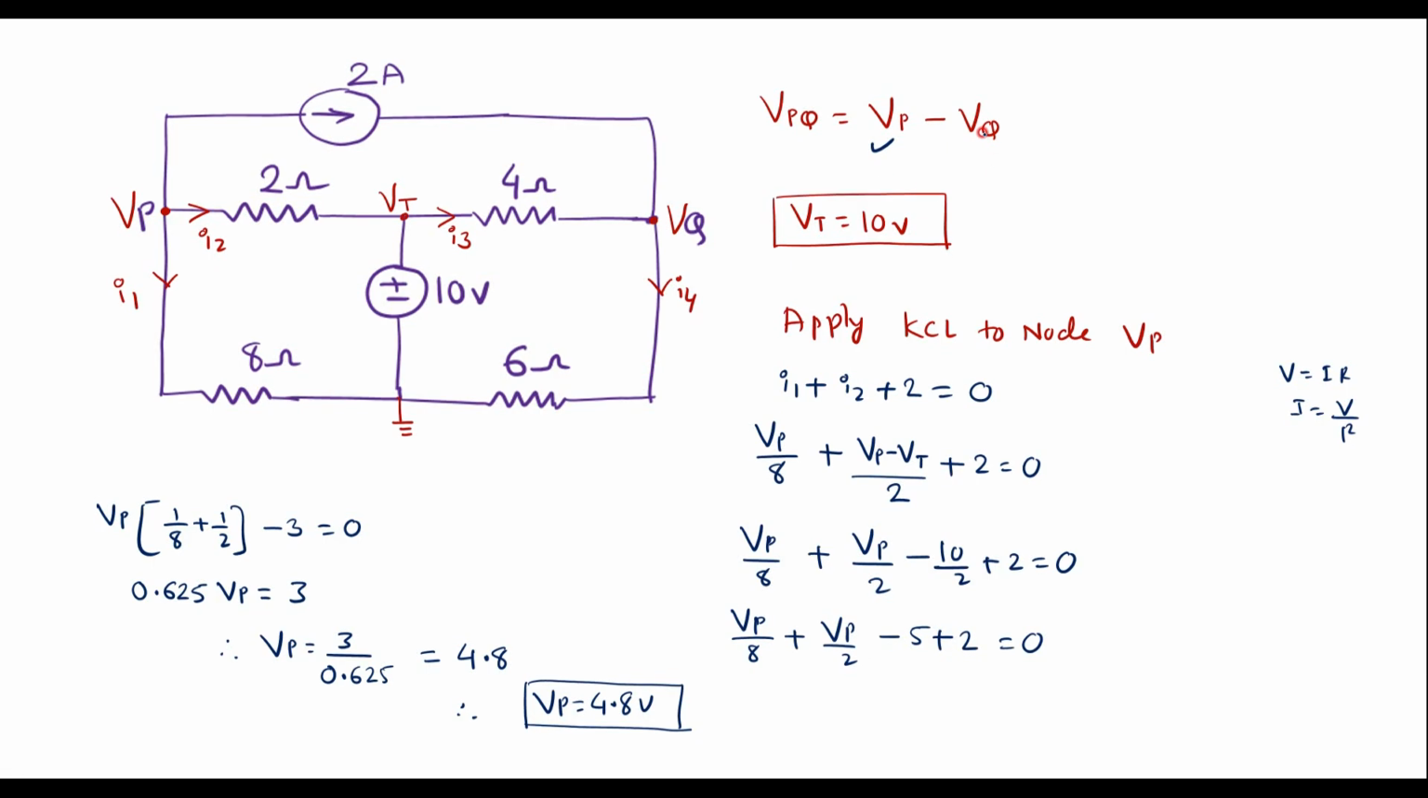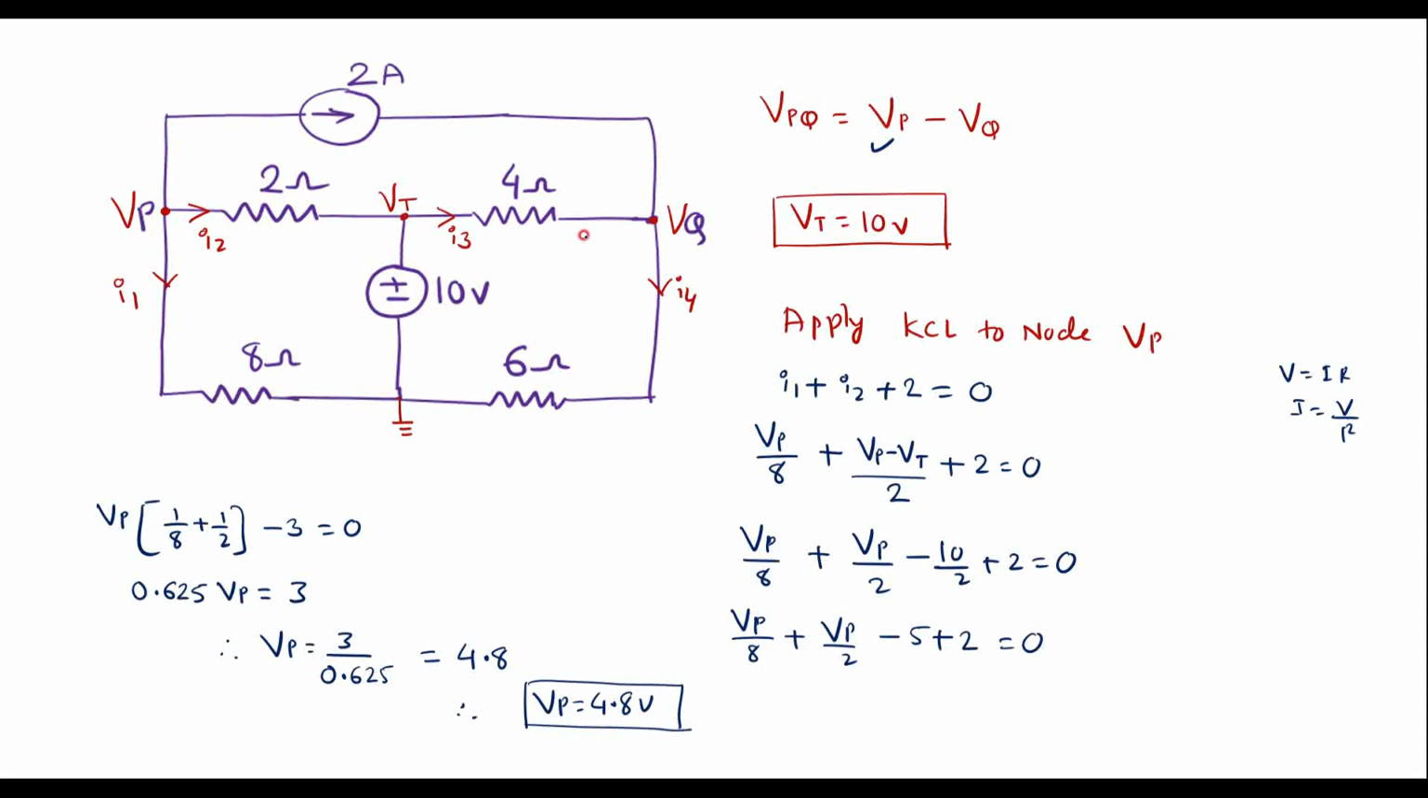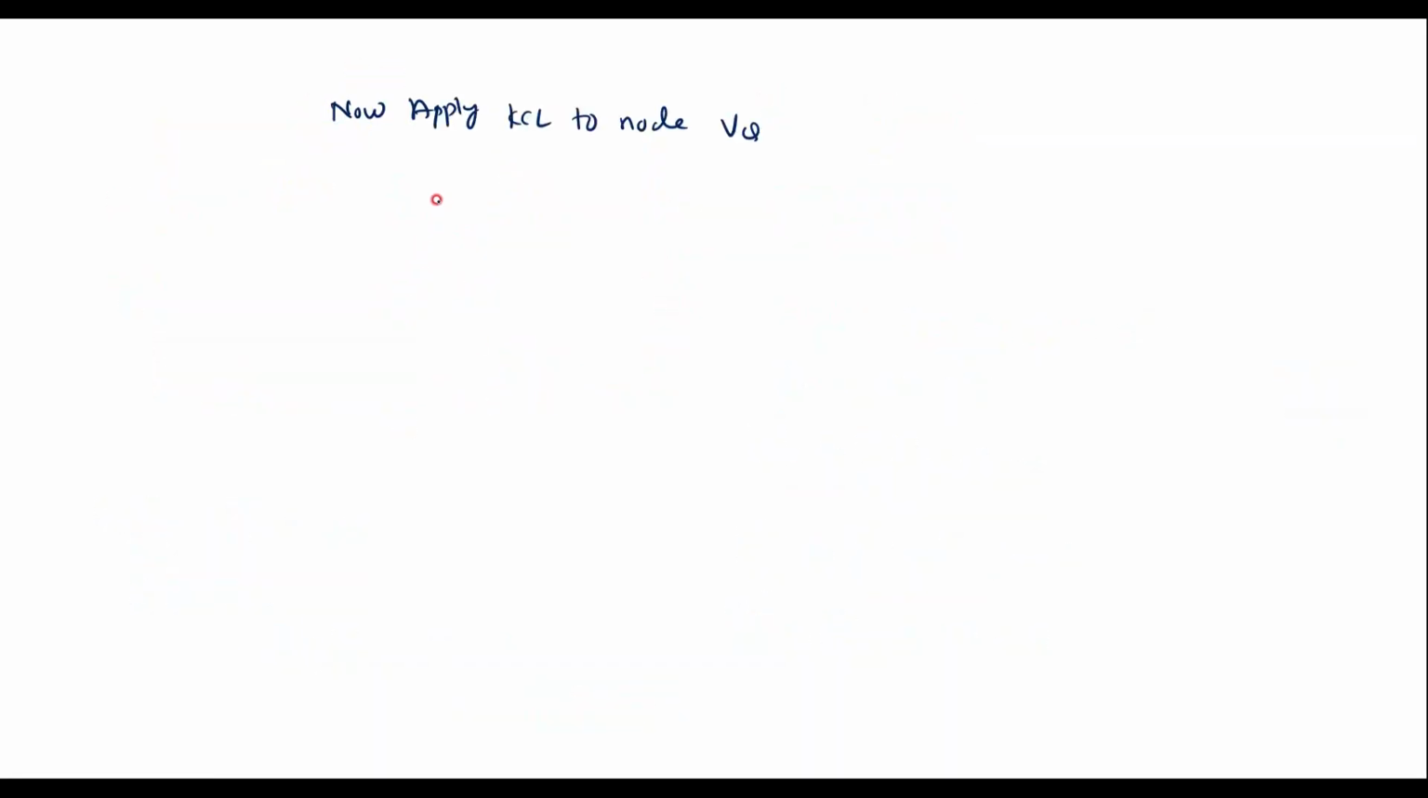So to find Vq, I will apply KCL to node Q. Now apply KCL to node Vq. Here we can observe that I3 current is incoming current to Vq, 2 amp is incoming, and I4 is leaving the node Vq. So I can write 2 plus I3 is equal to I4.